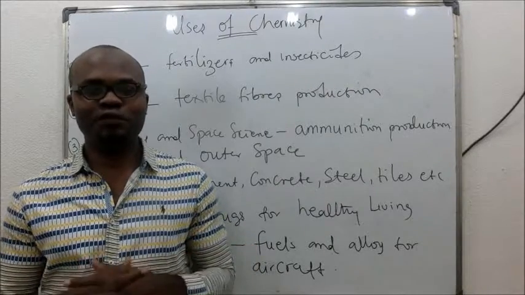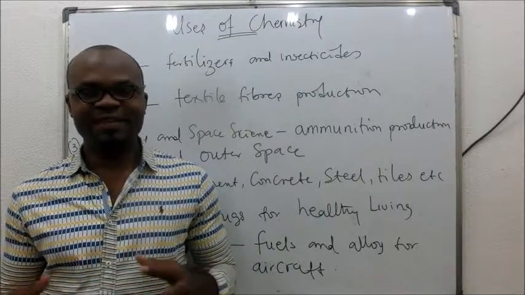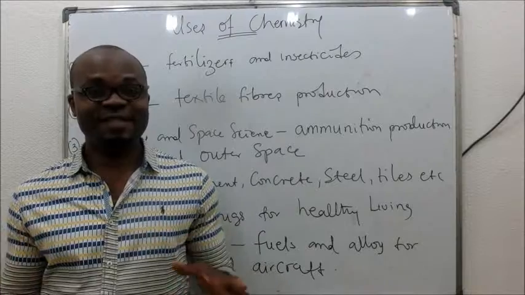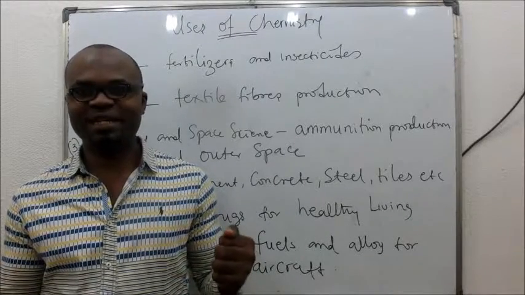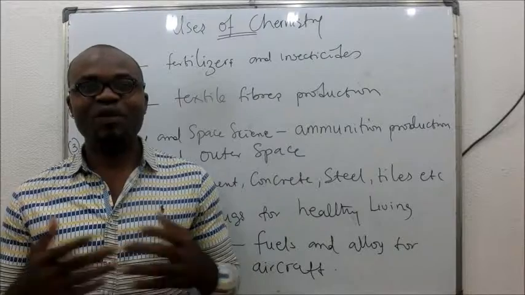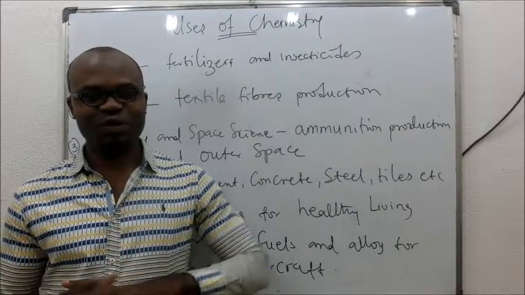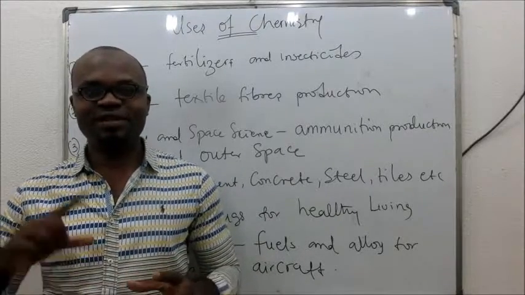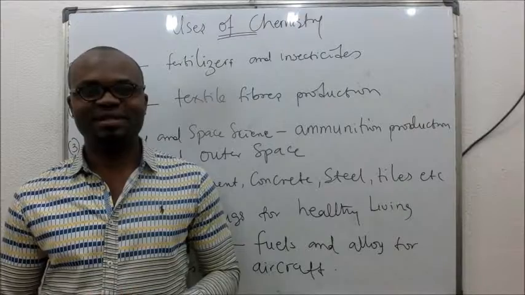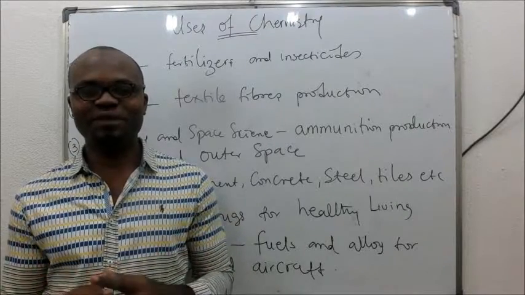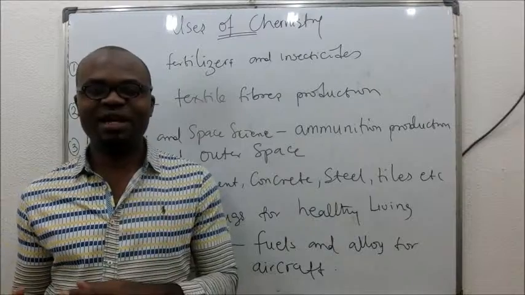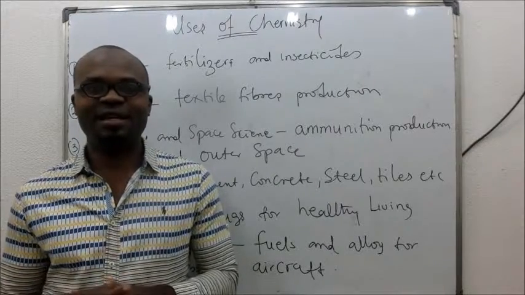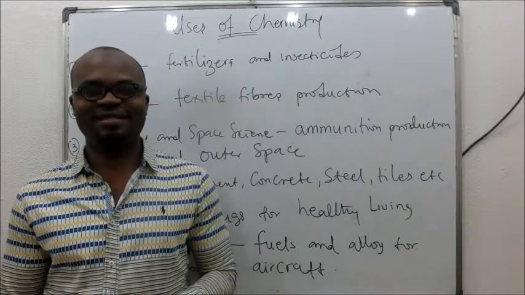If you want to grow food in the farm, we need fertilizers to help our crops to grow very well and in a very healthy form. We also need insecticides to kill the weeds so that they don't disturb our crops. So in order for us to grow food, we need chemicals, because it is with these chemicals that we make the fertilizer as well as the insecticides.